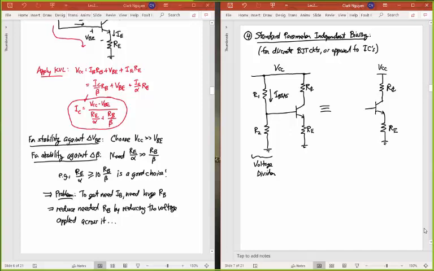make this into a Thevenin equivalent circuit and call this VBB, then VBB is just going to be equal to VCC times that voltage divider. So R2 over R1 plus R2. This value of resistance, RB, is just going to be equal to the parallel combination of R1 and R2.